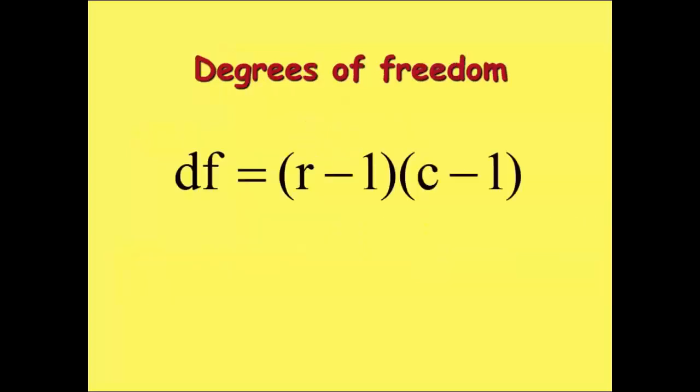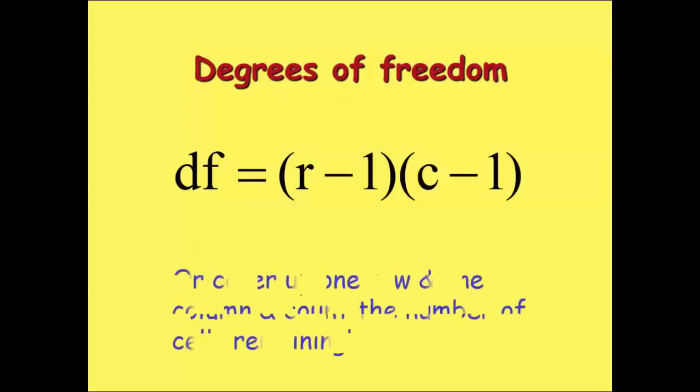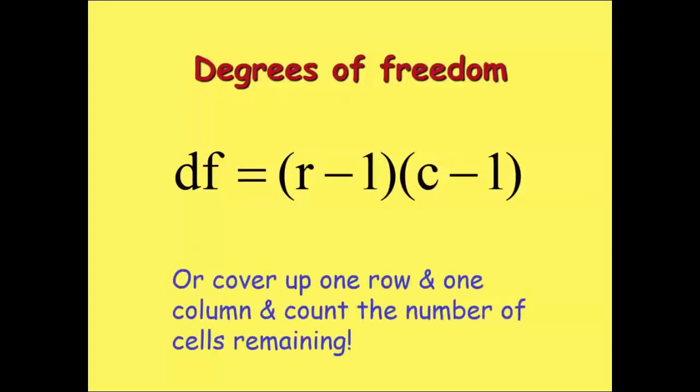All right, degrees of freedom. This is new for us. Normally it's n-1, or categories minus 1. This is not true for an independence test. We're going to take the rows minus 1 times the columns minus 1, and that's what's going to generate the degrees of freedom. Or in other words, if we just cover up a row and cover up a column and count the number of boxes left, that would also count as our degrees of freedom.